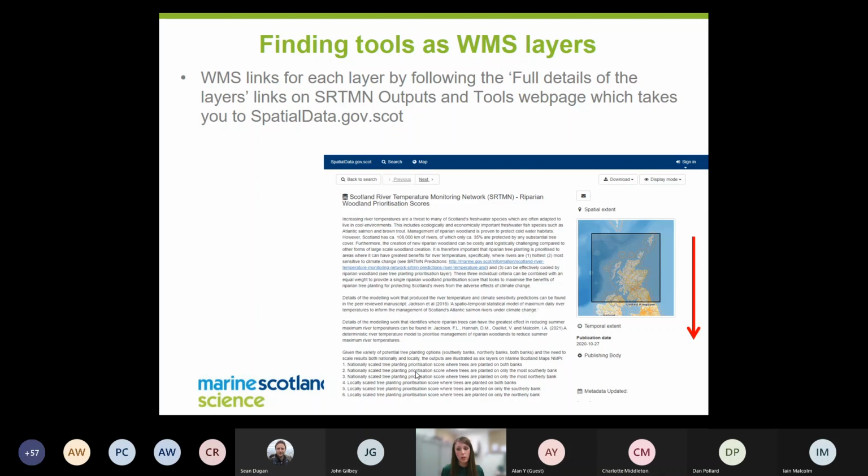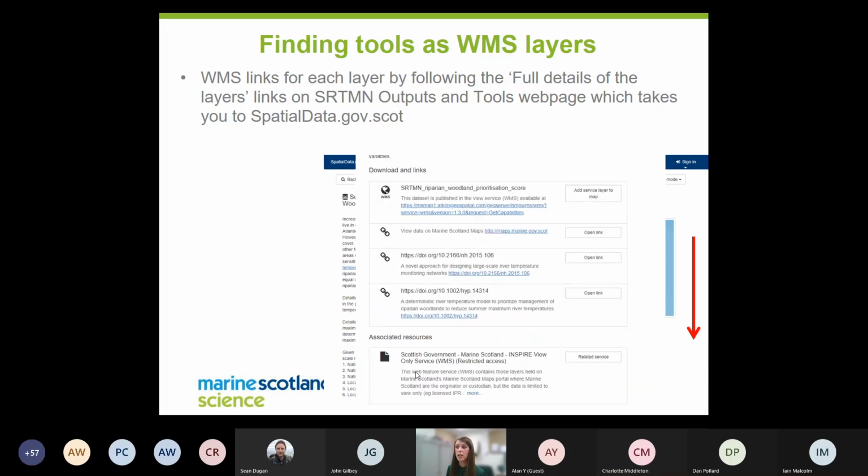When you click on those links, it sends you through to the spatial data at gov.scot. This is where all of the metadata for the WMS layers is housed. So you get a description of the layer that you've selected. And if you scroll down the page, you get to the downloads and links section, which provides you links to the maps on NMPI again, but also the links to the WMS layers. So that's the web link you need to copy into the relevant WMS section of whatever GIS package you're using to allow you to pull that layer into your GIS.